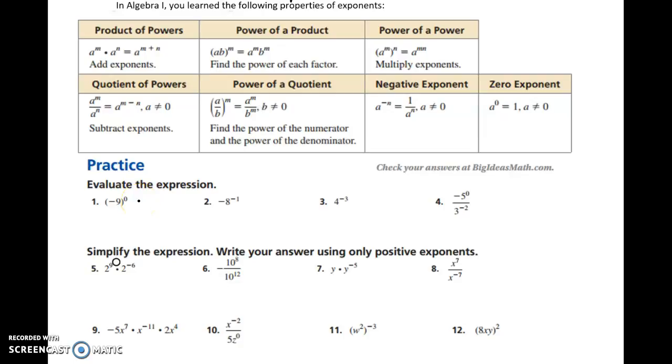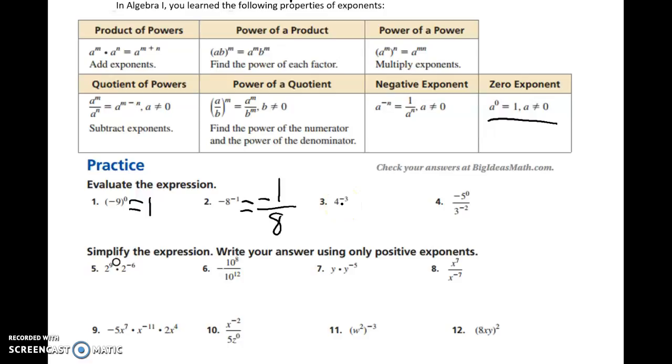So we want to do these practice problems to evaluate the expression. We have negative 9 to the 0 power. That's going to equal 1, because if we look at the 0 exponent here, anything to the 0 power equals 1. Negative 8 to the negative first will be negative 1 over 8 to the first.